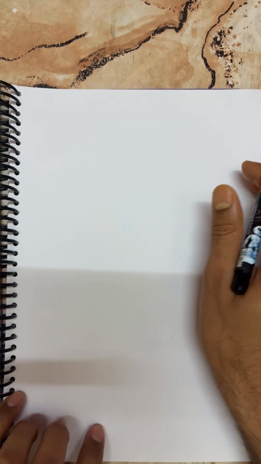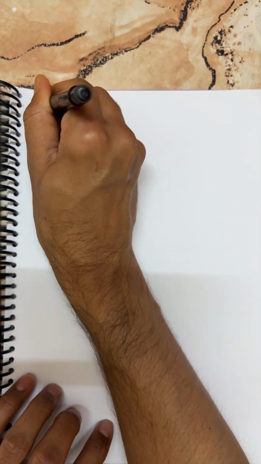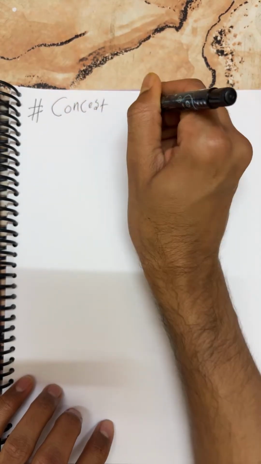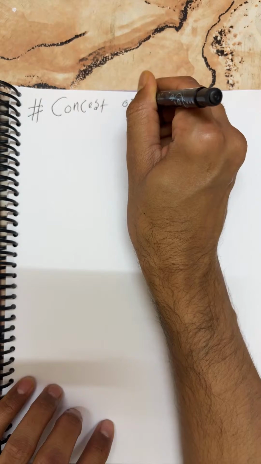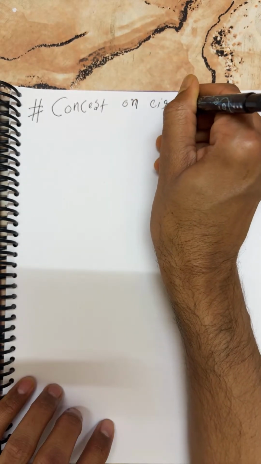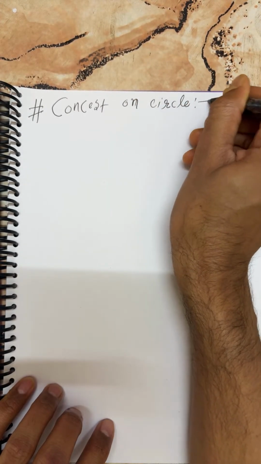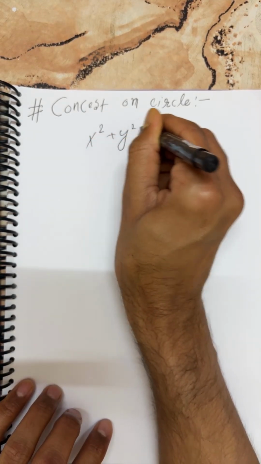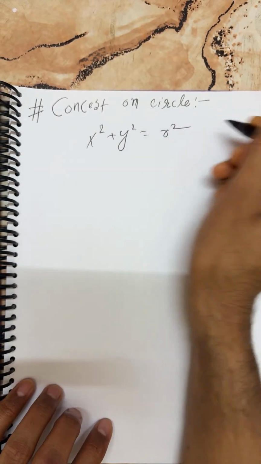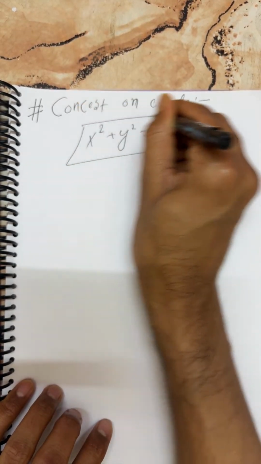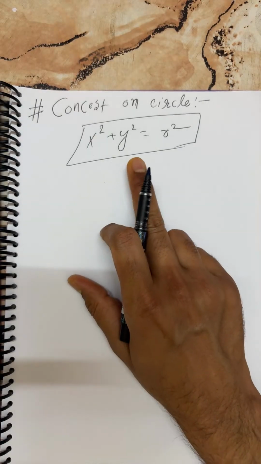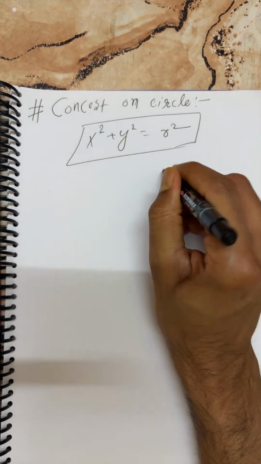Last, concept on circle. Very simple, students. x square plus y square equals r square. These equations will give you an idea about a circle.